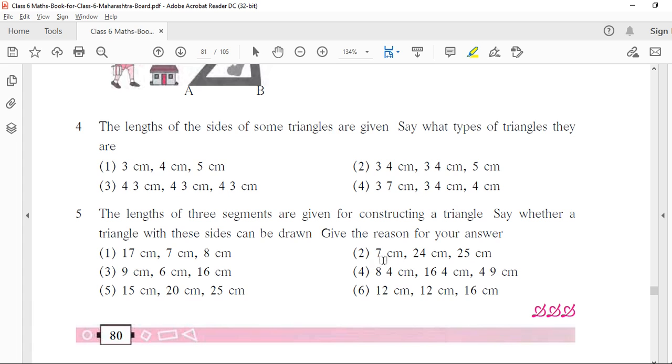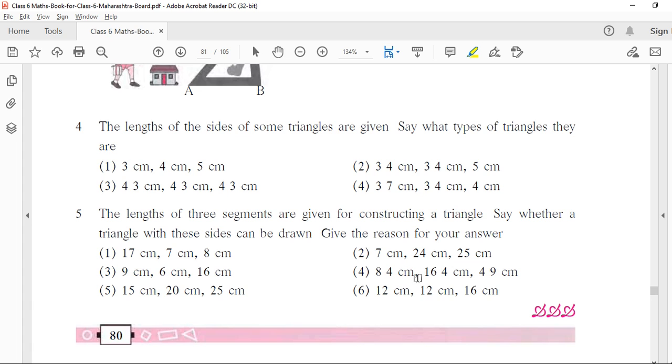Now in the second case, 7, 24, 25. So 7 and 24 are smaller. If we add 7 and 24, this will be 31. 31 is greater than 25. Yes, 31 is greater than 25. So a triangle can be formed in this case, since the sum of two sides is greater than the third side. Okay, let us move on to sum number 3. 9, 6 and 16. If you add 9 and 6, the smaller ones, 9 plus 6 is 15. Is 15 greater than 16? No. The third side, 16, should have been smaller than 15. So in this case, we cannot form a triangle.